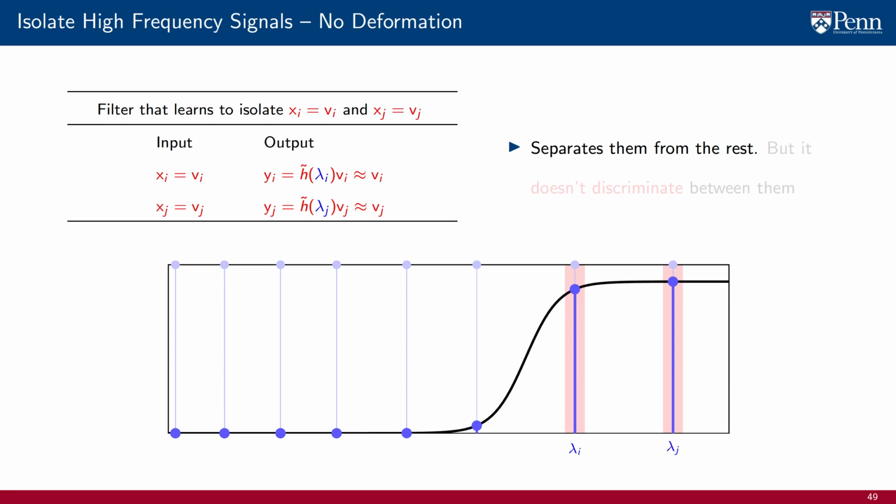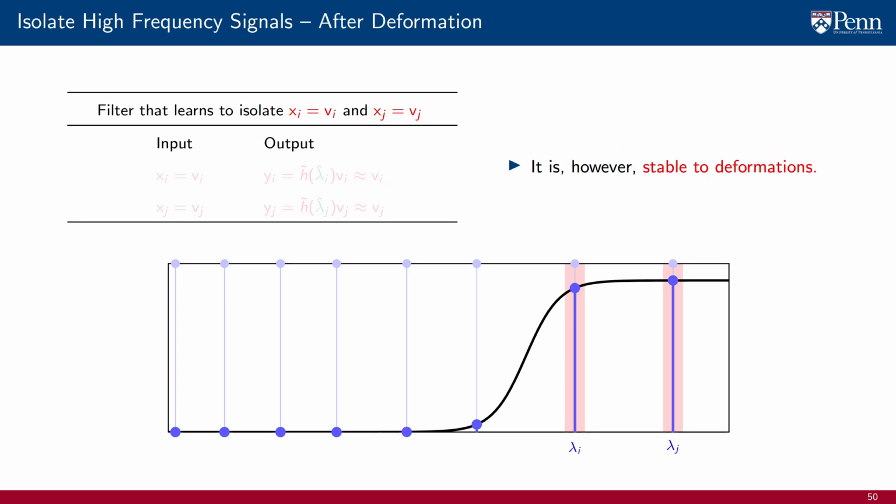The scaling coefficient is the filter's response evaluated at lambda j, which is also a value close to 1 in the example shown. The filter isolates signals vi and vj from the rest, but, very importantly, it does not discriminate between them. It cannot if it is to be stable. And this filter is one that is stable to deformations.